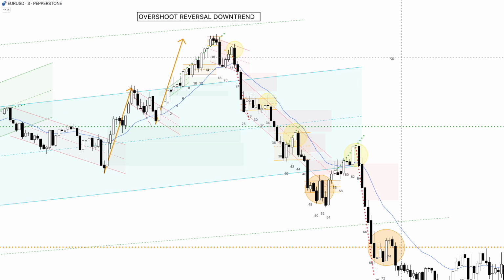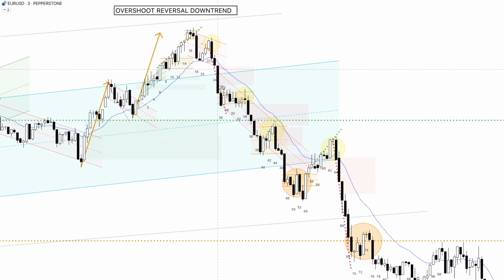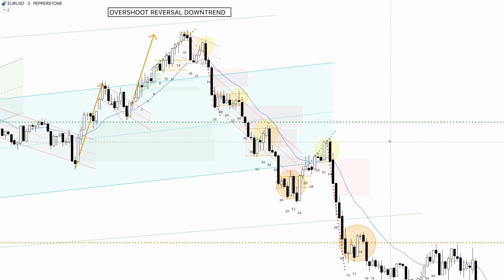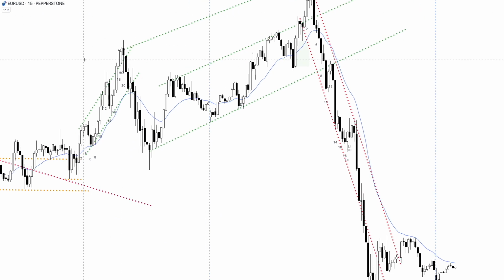Hello, this is the price action for yesterday's EURUSD 3-minute chart. We had an overshoot reversal, and it was a pretty strong downtrend last night. So let's take a look at how this formed on the 15-minute chart.